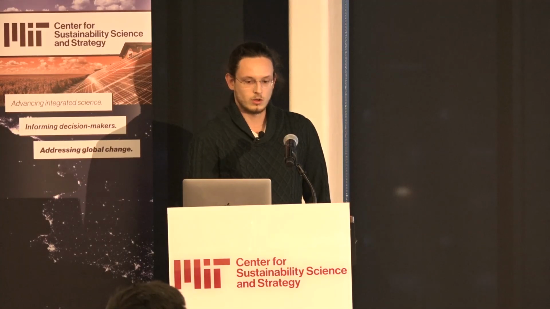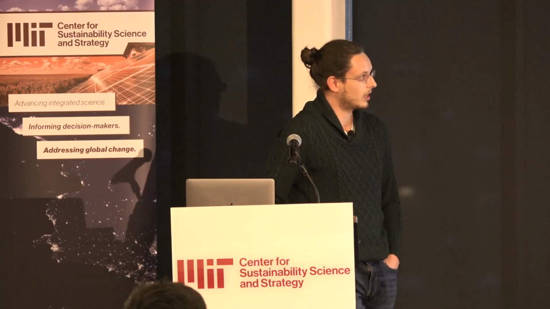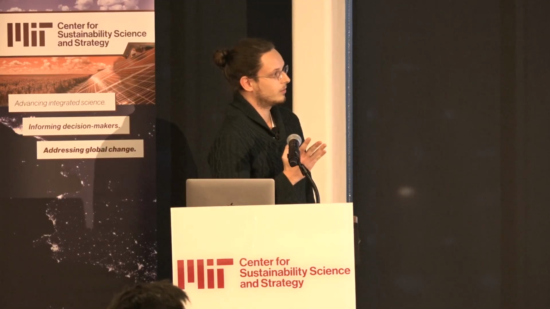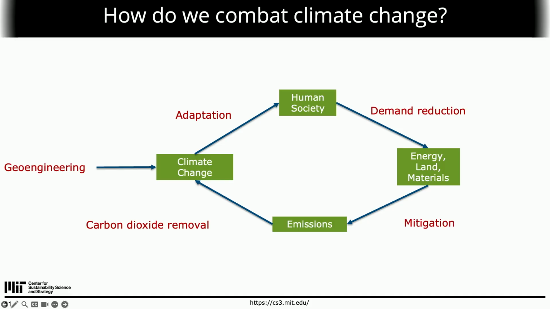So to combat climate change, we need to think about it as a system where we have the human society, us having needs and wants, and to satisfy these needs and wants, we need energy, land, and materials, among others. And it happens that processing energy, managing land, extracting materials emits CO2 and other greenhouse gases, which in turn affect climate change. So one way to categorize different strategies to combat climate change is first to have an impact on the demand.